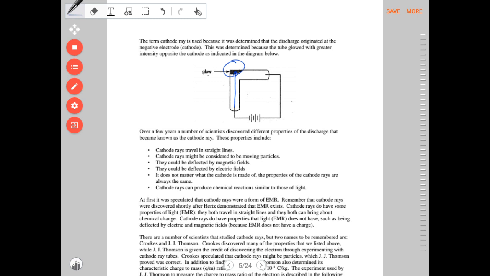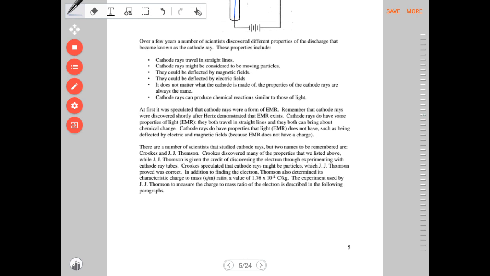Okay, it never mattered what the cathode was made of, silver, gold, copper. It didn't seem to matter, but the properties of all the cathode rays that came out of those metals were always the same. Okay, and cathode rays can produce chemical reactions similar to those of light. Okay, so kind of interesting.